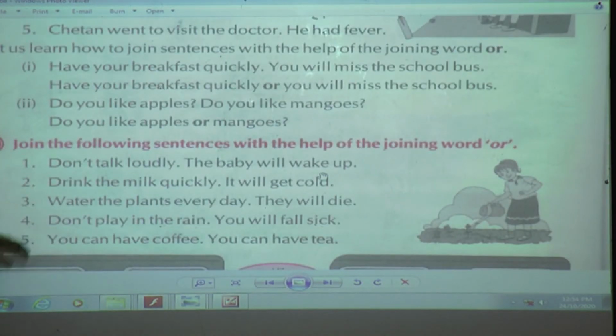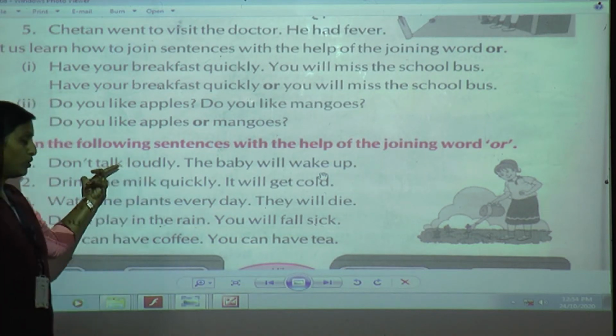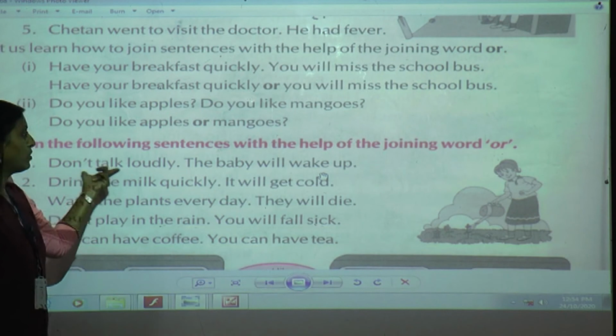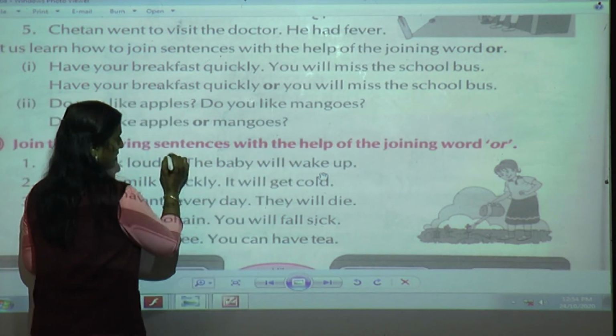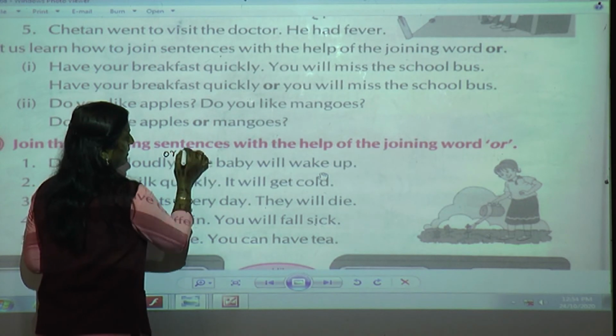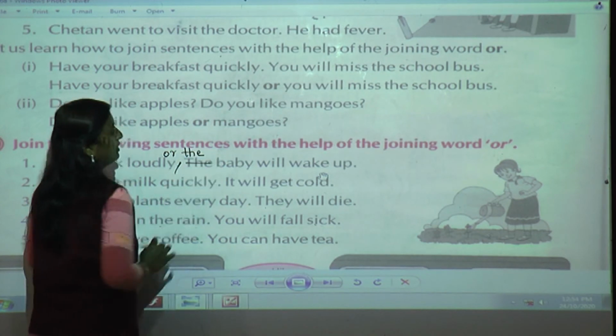Join the following sentences with the help of the joining word or. Ready? Okay. Don't talk loudly. See here, both the sentences are different. Don't talk loudly, the baby will wake up. What am I going to do? Yes, or.